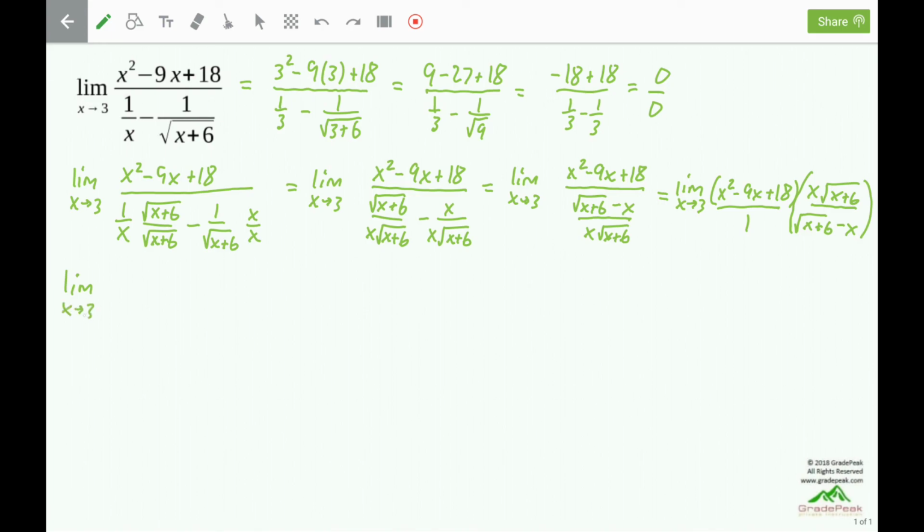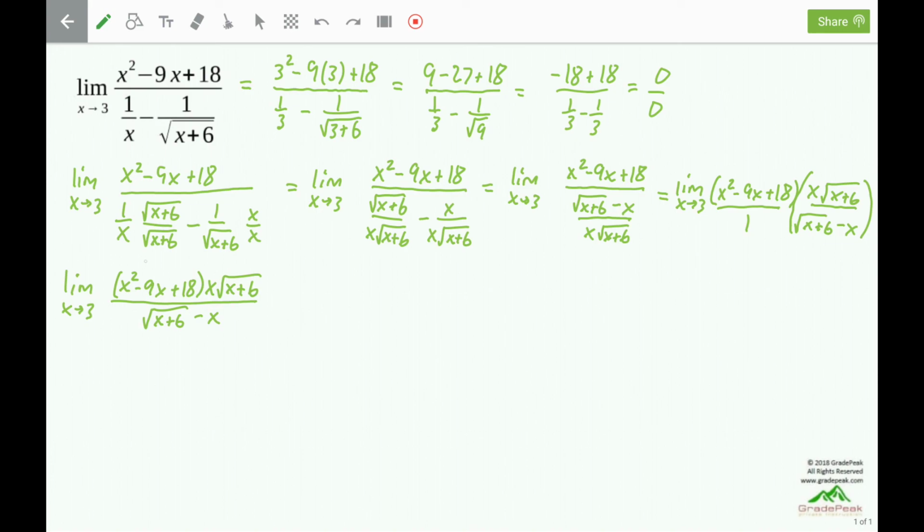Overall, that gives us limit as x goes to 3 of, in the numerator, x squared minus 9x plus 18 times an x times the square root of x plus 6. In the denominator, that will give us 1 times, and we therefore get the square root of x plus 6 minus x. We still have the 0 over 0 indeterminate form. We haven't removed that just yet.